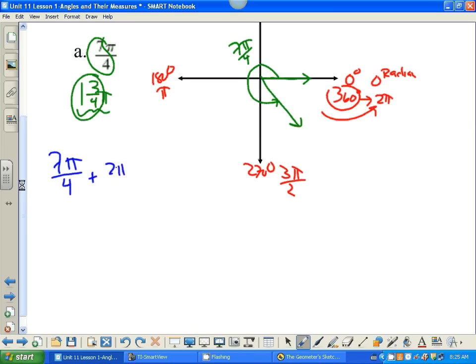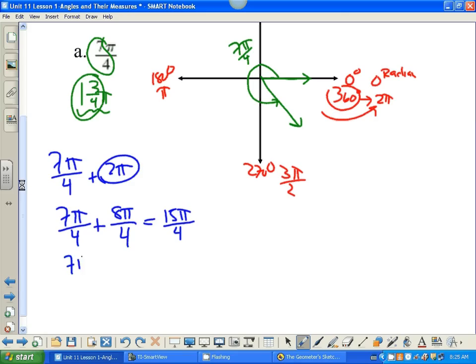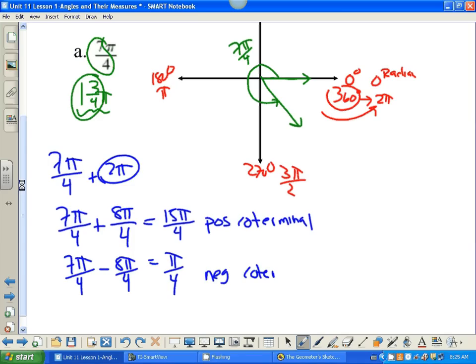So when I add 2 pi to this, I have to get a common denominator. So 7 pi over 4 is equivalent to 8 pi over 4. Converting 2 pi into something is not very difficult. When I add these together, I get 15 pi over 4. Now, to find a negative coterminal angle, I subtract 2 pi, which we've already converted to fourths as 8 pi over 4, so I get negative pi over 4. Here's my positive coterminal angle. This is my negative coterminal angle. And I'm going to go out my business.